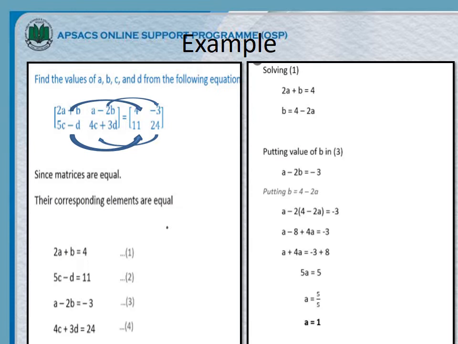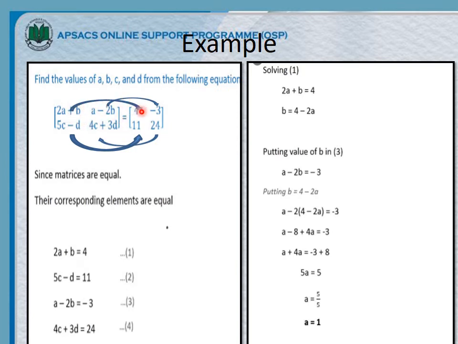Now we have an example here. Find the value of a, b, c and d from the following equations. How? You can see here we have two matrices, and the given condition is that this matrix is equal to this one. It means their corresponding elements are equal. It is given that these two matrices are equal, so their corresponding elements are equal. I have shown them with arrows. You can see that these are the corresponding elements of each other.